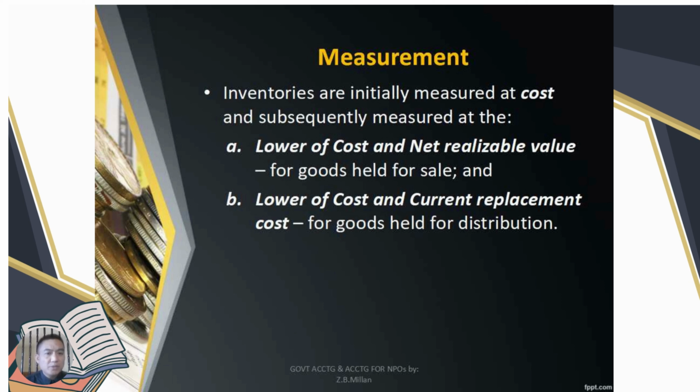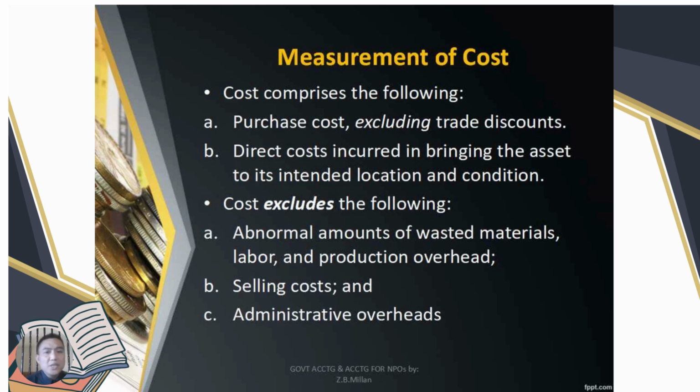Measurement po, how do we measure our inventories po? Letter A, lower of cost and net realizable value for goods held for sale, yung binibenta, guys. Lower of cost and current replacement cost for goods held for distribution. So, tingnan nyo pong mabuti what kind of inventory po yan so that you will know po kung ano yung possible mo pong gamitin as a measurement basis, guys.